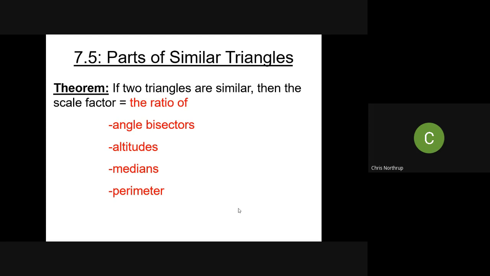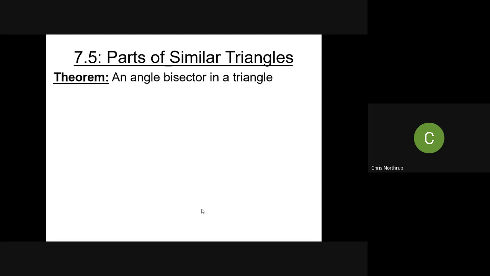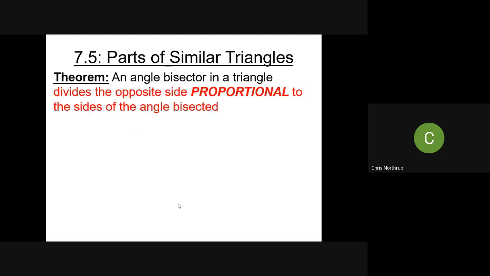Another thing in this section talks about when you do have an angle bisector, it turns out that that angle bisector is going to divide some parts of your triangle. So you're always going to run into the opposite side. So this is going to divide the opposite side proportional to the sides of the angle being bisected.